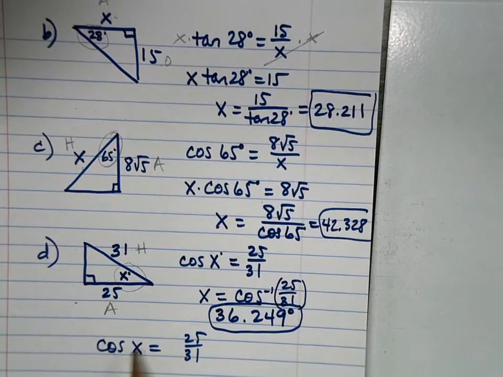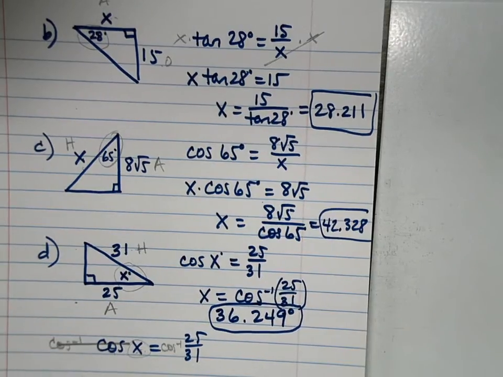You're trying to get this all by itself. Theoretically, this is what we're doing: we're doing the inverse cosine of both sides, and these cancel out because they're inverses. It's like when you have 2 times x and you divide by 2. Division's the inverse of multiplication, so they cancel out. But it's when you're trying to solve for the angle that you use inverse cosine.